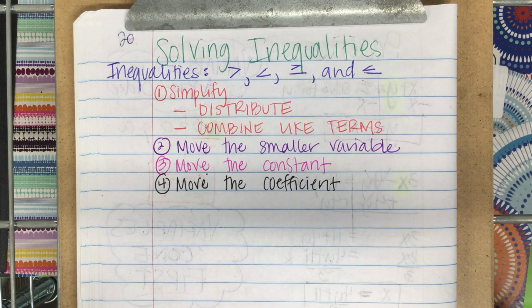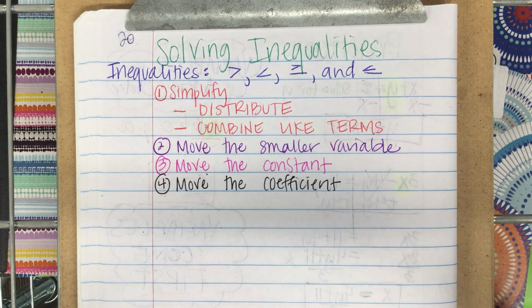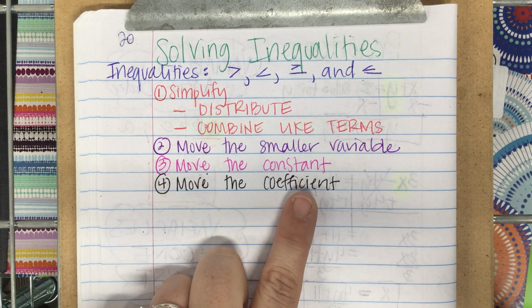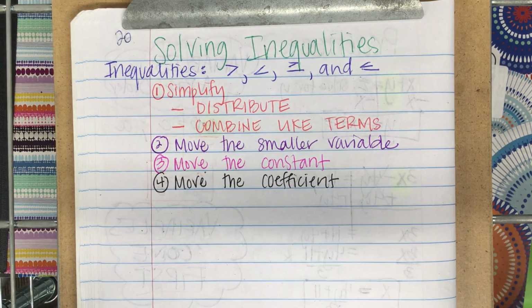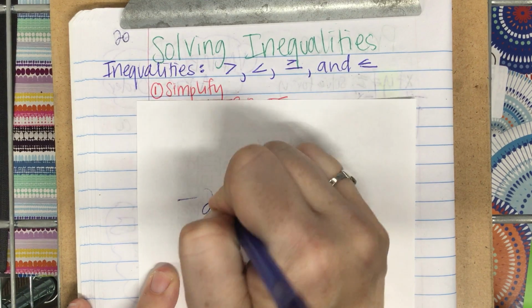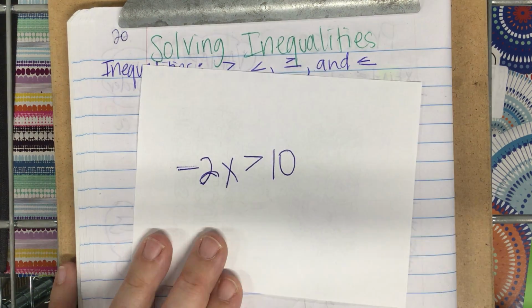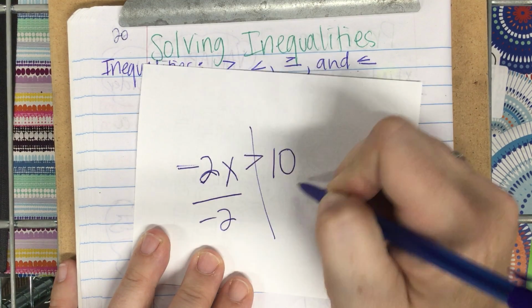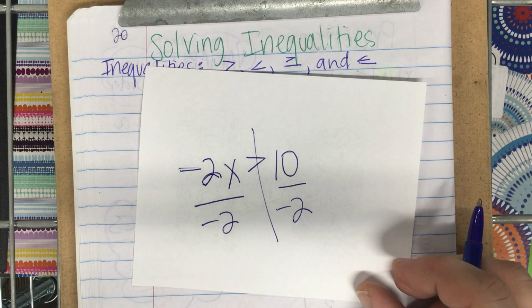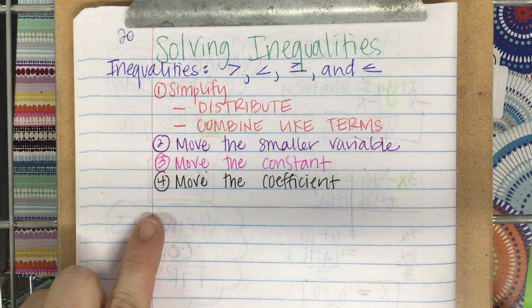And here's the new thing. You move the coefficient, but this is the new piece. When you move the coefficient, you need to be super aware if it's a positive coefficient or a negative coefficient. If you're multiplying or dividing by a negative value, when you move that coefficient, if the number you're moving is negative, it stays negative, correct? Like if it says negative 2x is greater than 10, how would you move this? You divide by negative 2, right? Do you agree? It stays negative when you move it, yes?